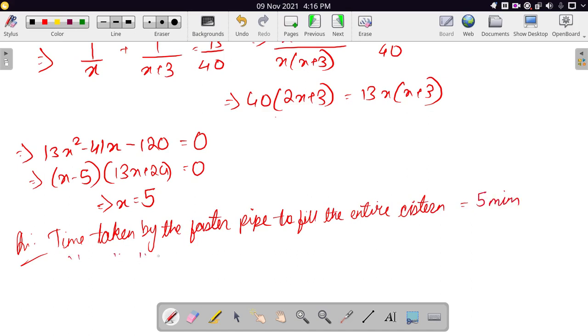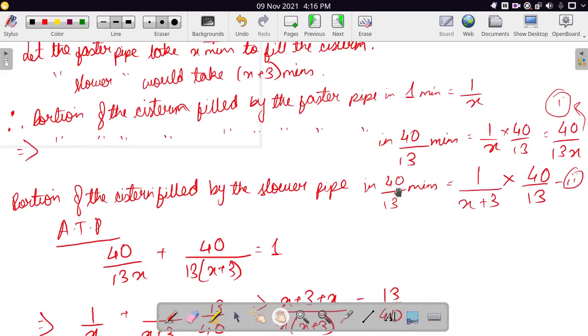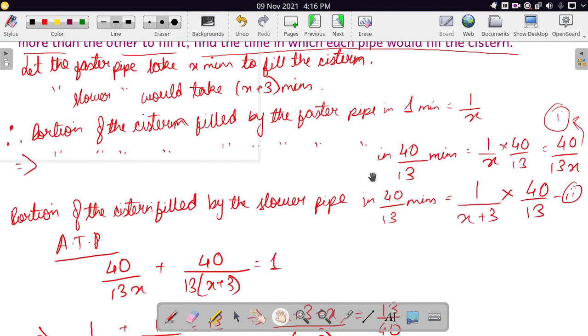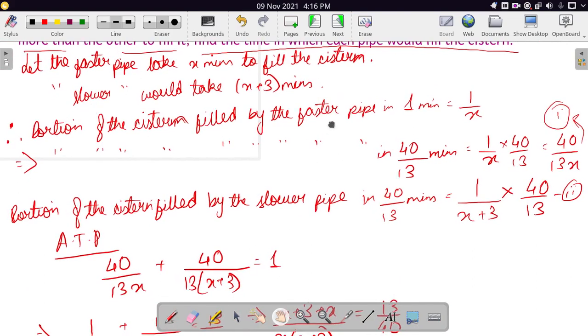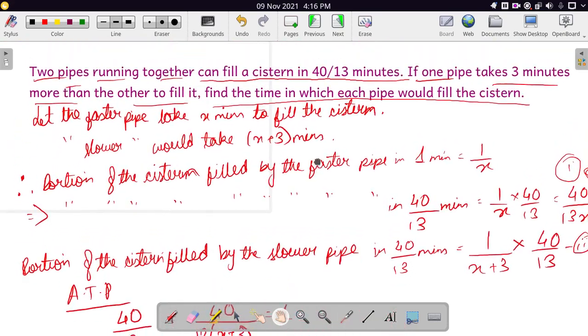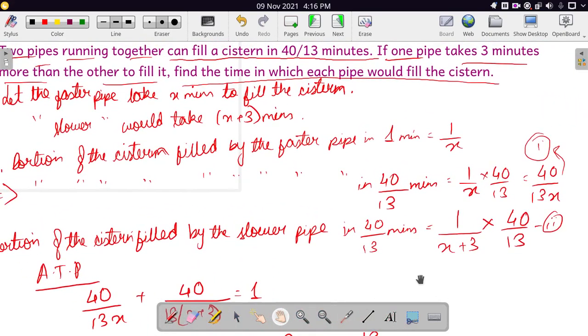Time taken by the slower pipe to fill the entire cistern will be 8 minutes. Why 8 minutes? Because initially we had considered x plus 3 to be the time taken by the slower pipe to fill the cistern here. Okay, so this is exactly how we attempt to solve the sums of time and work.